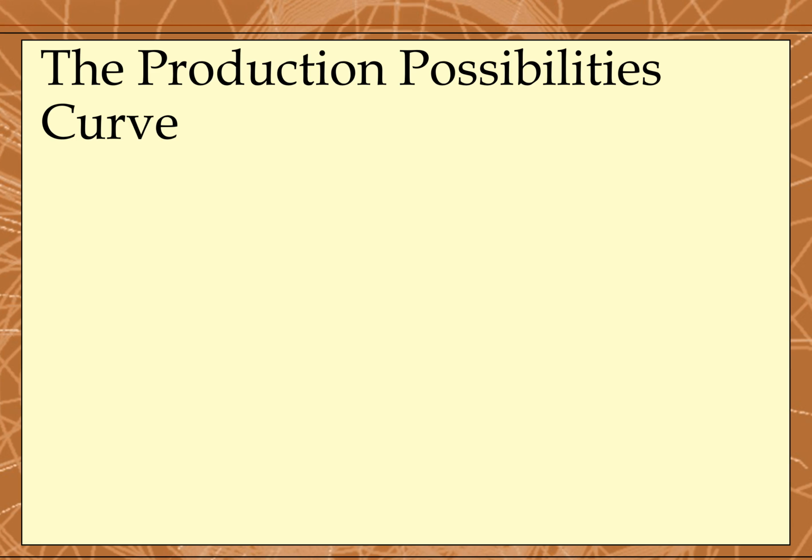So this brings us to our very first graph that we're going to be covering in this class. It's called the production possibilities curve. Sometimes I refer to this as the PPC, production possibilities curve, and sometimes I will refer to it as PPF, production possibilities frontier. They mean the same thing.